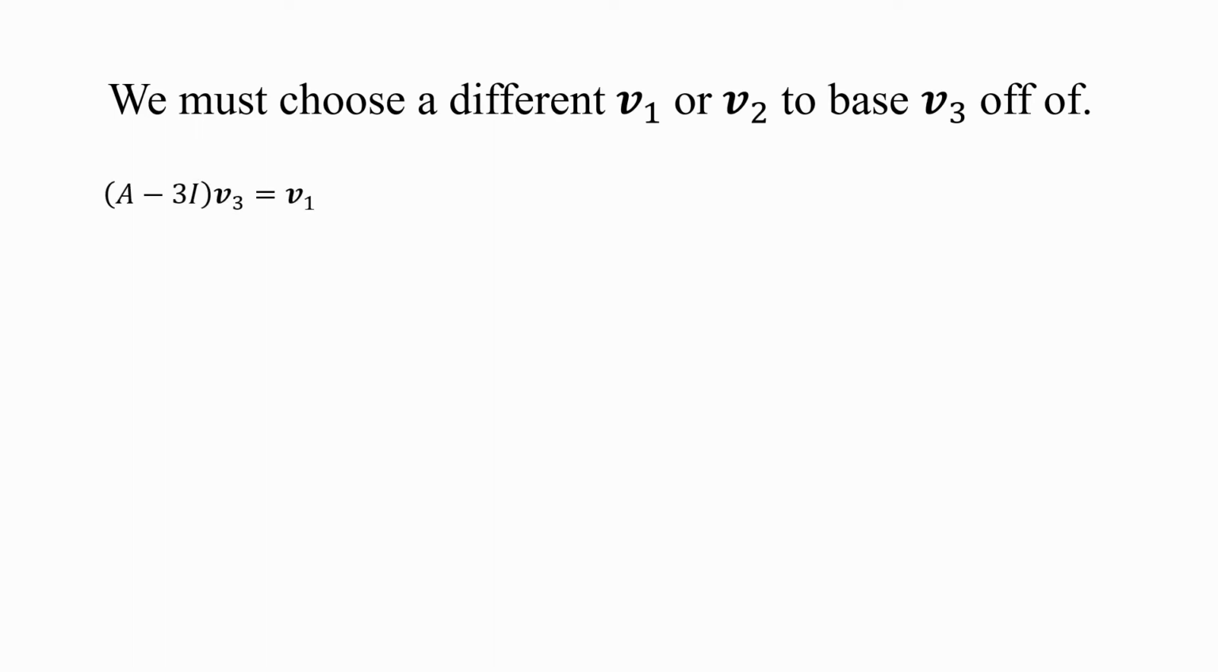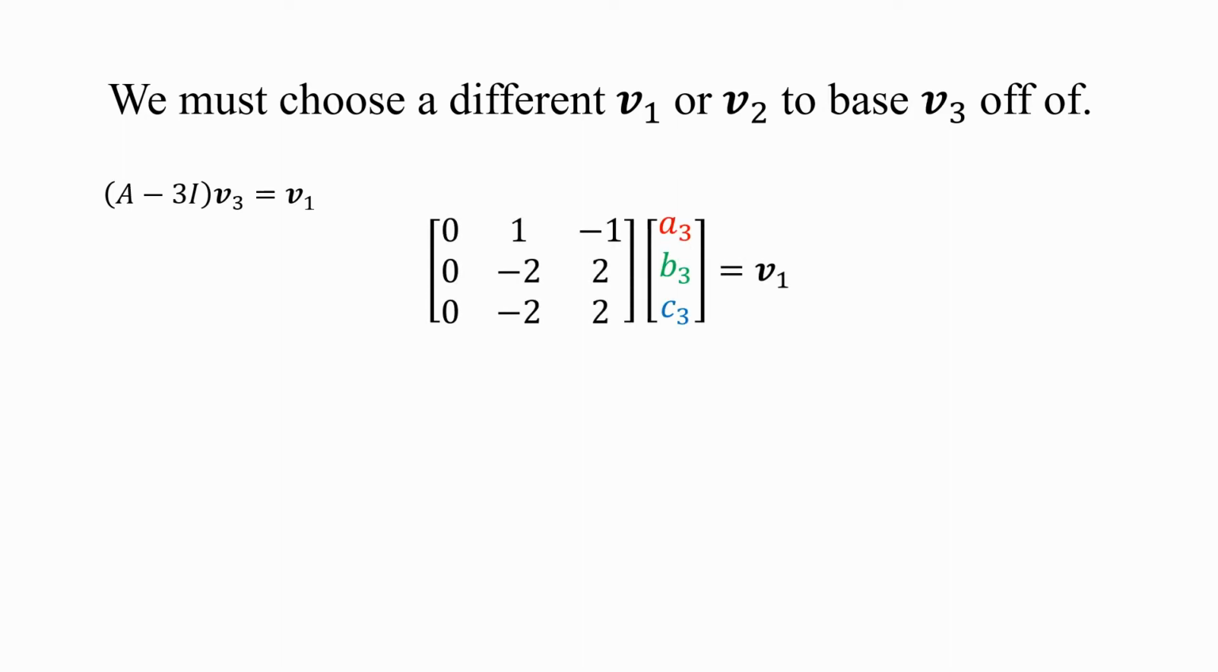So let's just choose v1. We'll end up choosing a different v1. But the question is, what does it really mean for this system to even have a solution? So let's write it out. Again, v3 is a 3 by 1 vector. You can call the entries whatever you want. I'm choosing to call them a3, b3, c3.